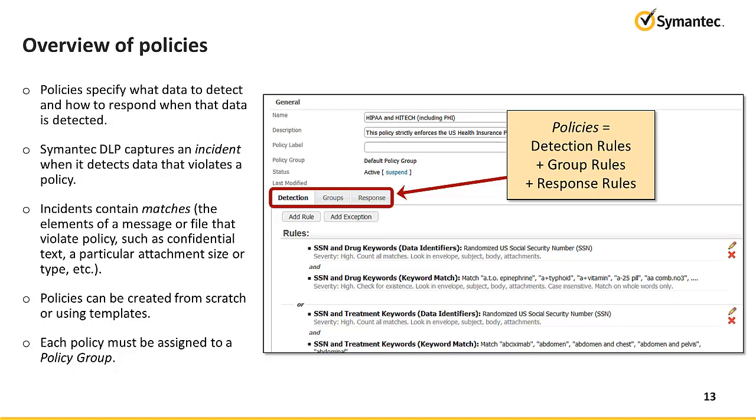You can create policies from scratch or use templates to help you quickly deploy policies in your organization. You can also share policies across systems and environments by importing and exporting policy rules and exceptions as templates. Whether you start from a blank policy or use a policy template, all policies consist of 3 main parts: detection rules, group rules, and response rules. Additionally, each policy must be assigned to a policy group.